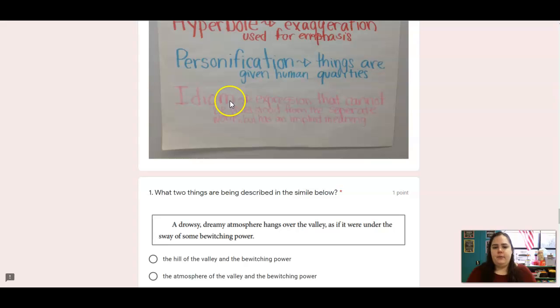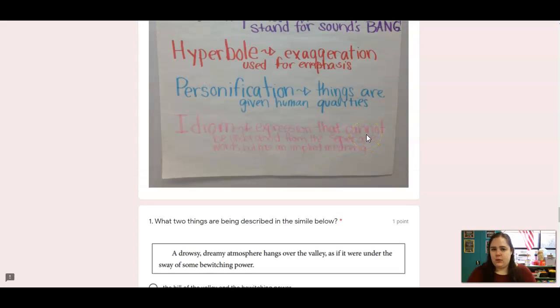And then an idiom is an expression that cannot be understood from separate words, but it has an implied meaning. So these are those phrases that we have in the English language that don't mean anything on their own, but the phrase itself does mean something. So an example of that might be, it's raining cats and dogs. It's not literally raining cats and dogs outside, but we know that that means it's raining very, very hard.